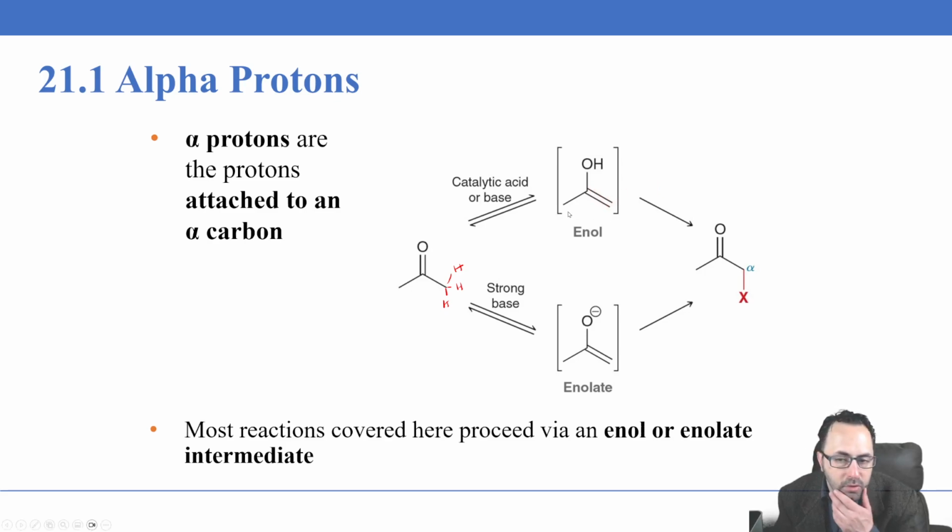That's going to be the first type of reaction that we're going to cover. Also, if you have a particularly strong base, one that is more basic than an alcohol, you can deprotonate the alcohol in the enol and get what's known as an enolate ion. So the reactions that we're going to cover in this chapter will proceed via the enol, like here we have an addition to the enol, or the enolate ion as an intermediate.